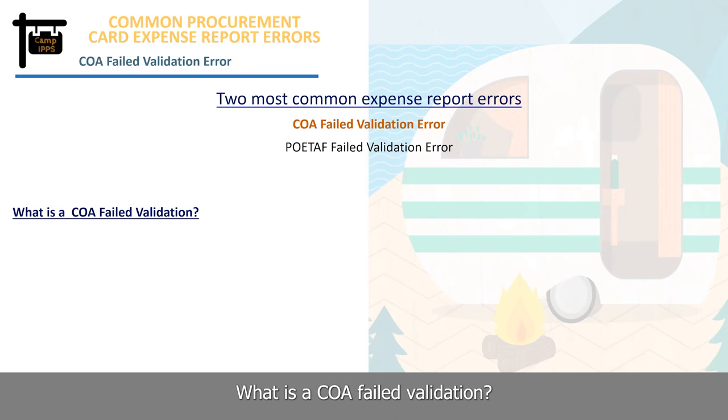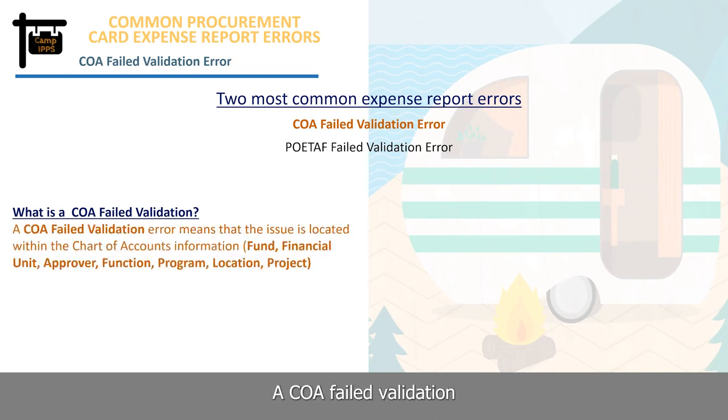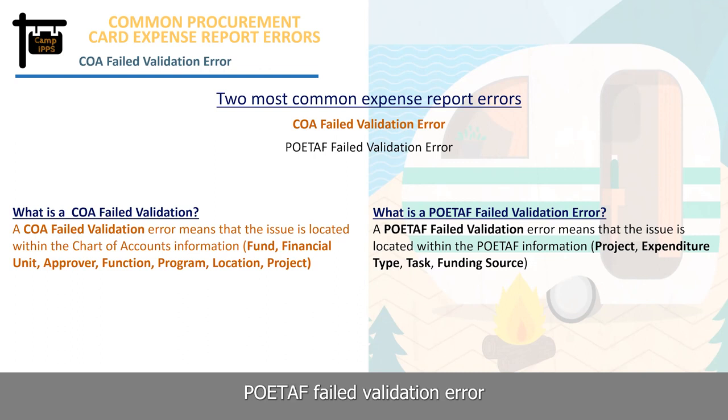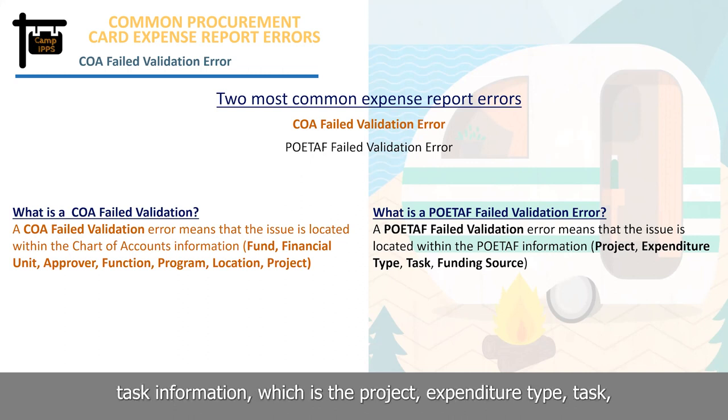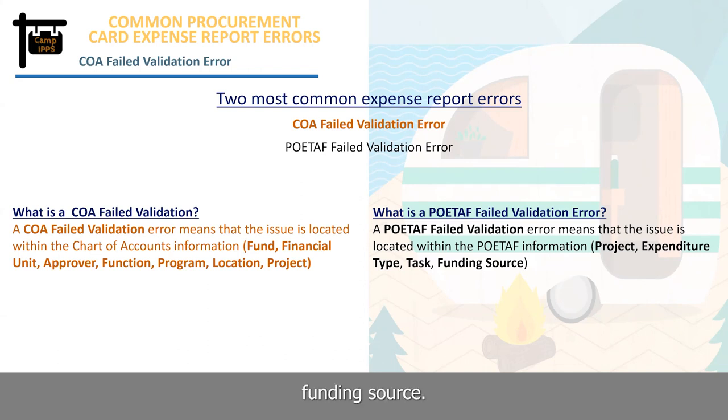What is a COA failed validation? The COA failed validation error means that the issue is located within the chart of account information, which is the fund, financial unit, approver, function, program, location, project. So what is a POTAF failed validation error? A POTAF failed validation error means that the issue is located within the POTAF information, which is the project, expenditure type, task, funding source.